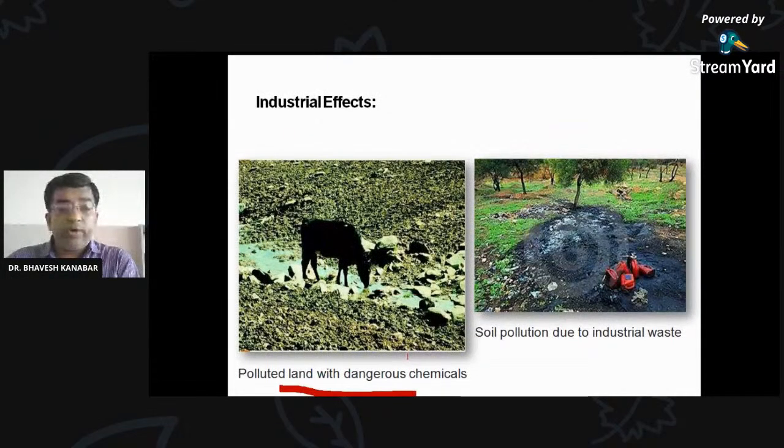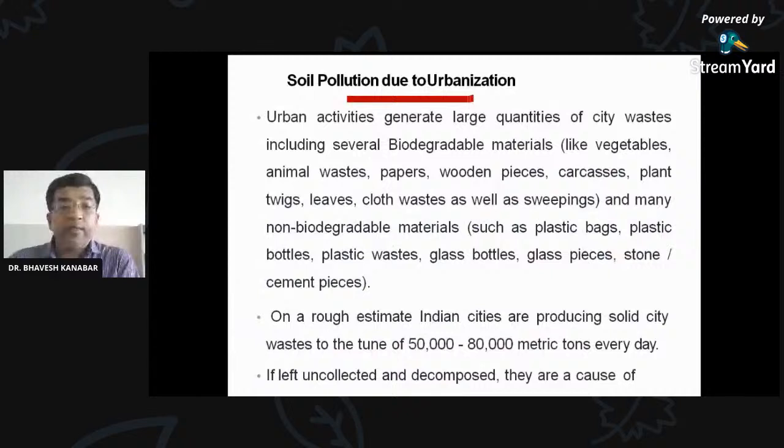Industrial effect, you can see polluted land with dangerous chemicals, right? Soil pollution due to industrial waste again. Then soil pollution due to urbanization. We have seen two causes: agriculture causes, that includes use of pesticide, and industrial cause, that includes use of chemicals, and these chemicals are discharged. Now, due to urbanization.